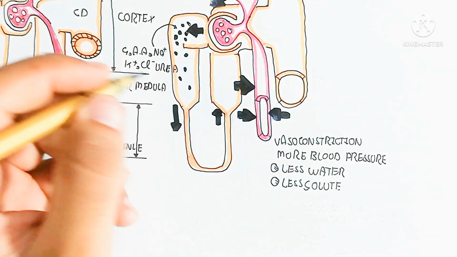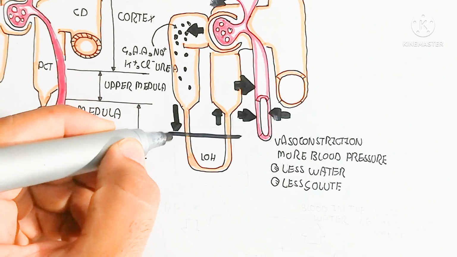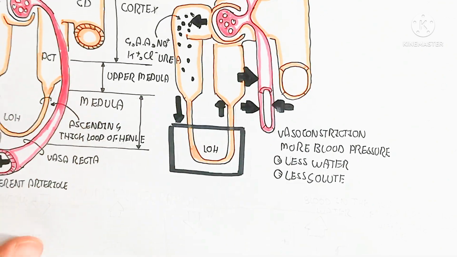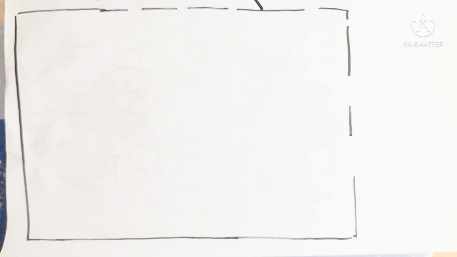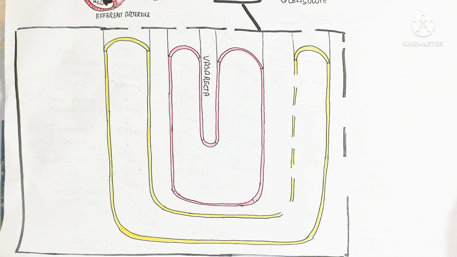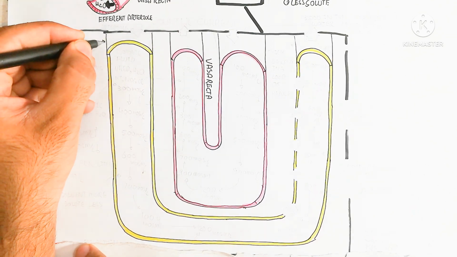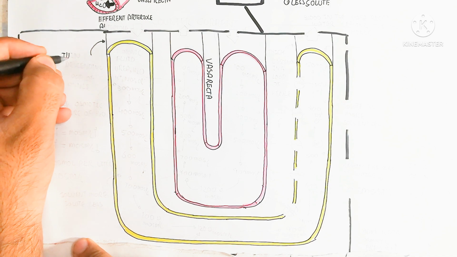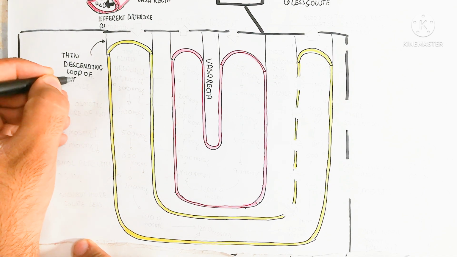So remember, this is the loop of Henle, which is the site of major water reabsorption, but sodium chloride and potassium are also reabsorbed into the efferent arteriole. How is it possible? The vasa recta, let's begin to understand. This is the countercurrent mechanism we will discuss. This is the thin and thick descending loop of Henle and ascending loop of Henle. This is the thin descending loop of Henle.